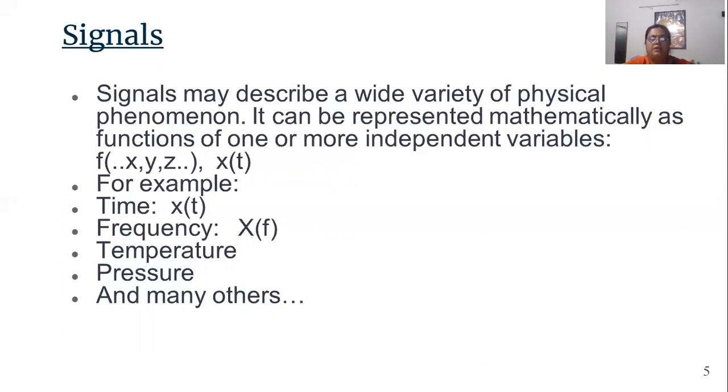So we can define a signal. It is a function of some independent variable. It can be defined as wanted information, or the information which can be achieved through a signal.